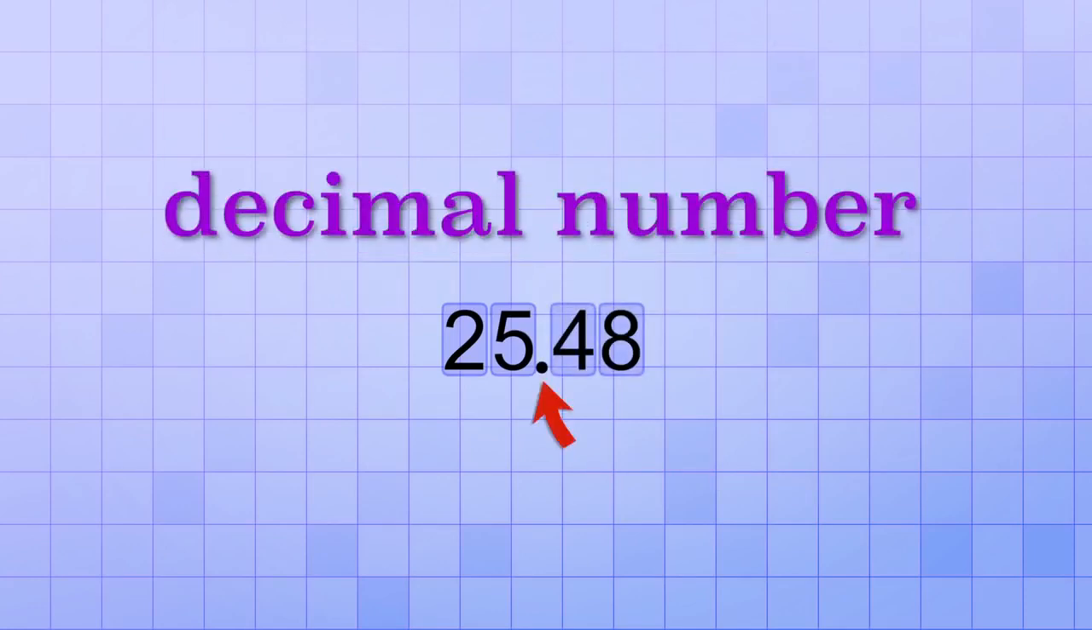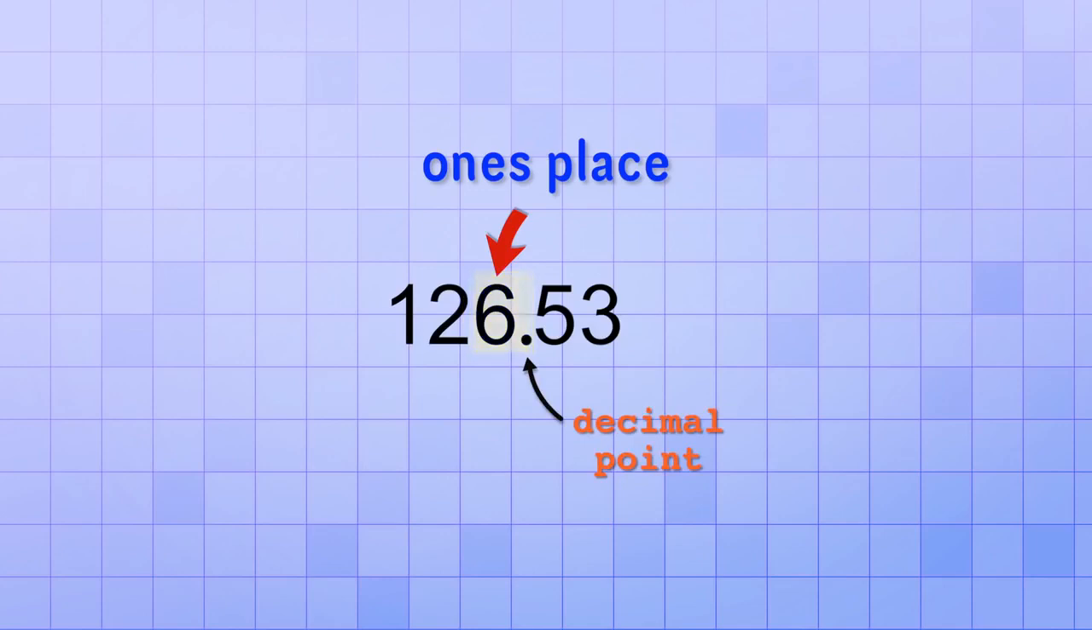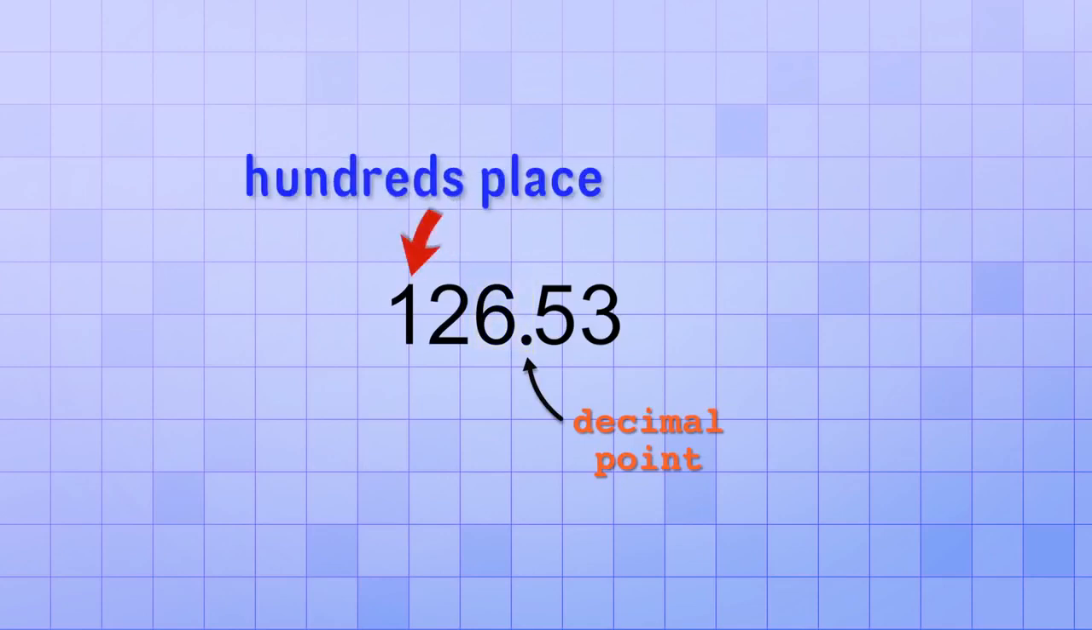And the decimal point helps us quickly recognize which digit is in the ones place. For example, if you see a sequence of digits like this, 1, 2, 6, 0.53, you can tell right away that the digit 6 is in the ones place because it's immediately to the left of the decimal point. That means this 2 is in the tens place, and this 1 is in the hundreds place.